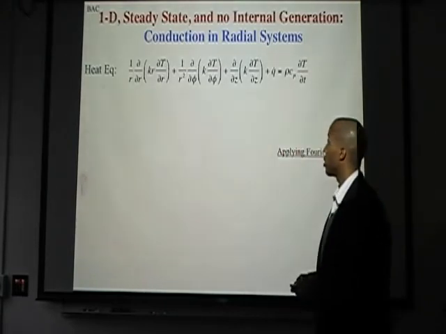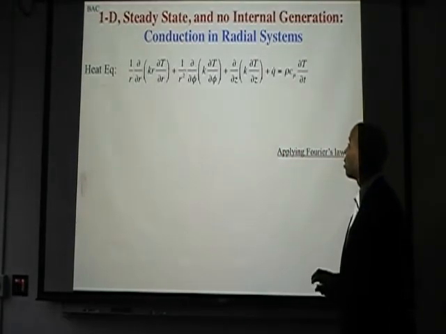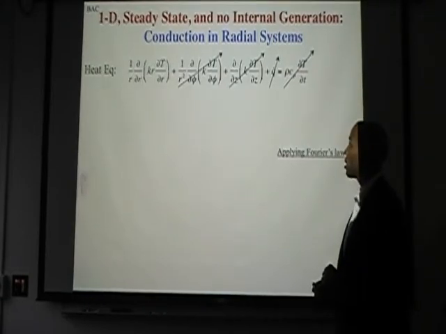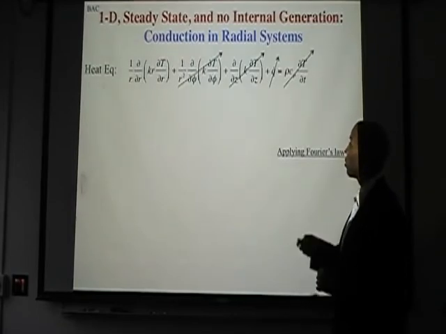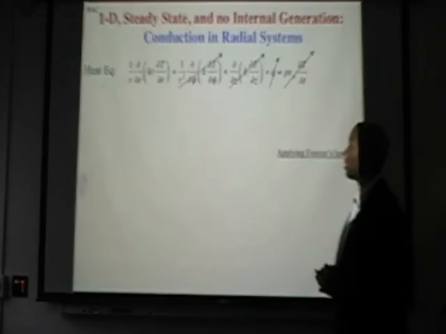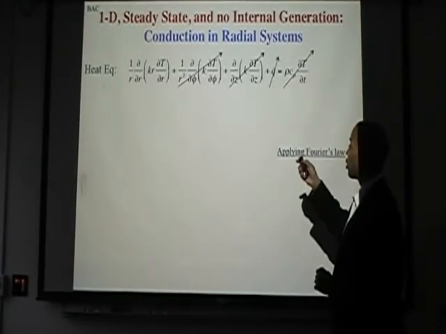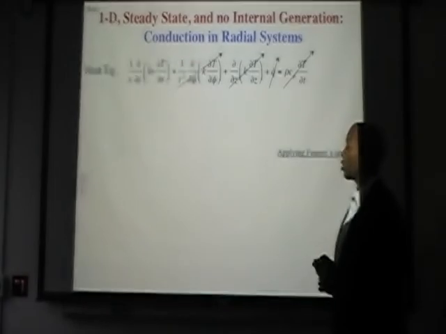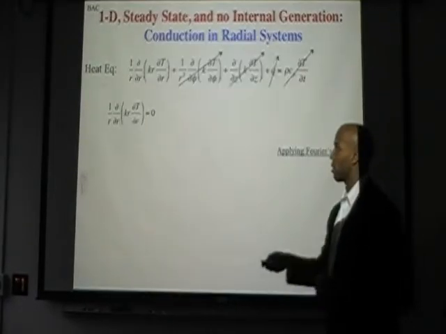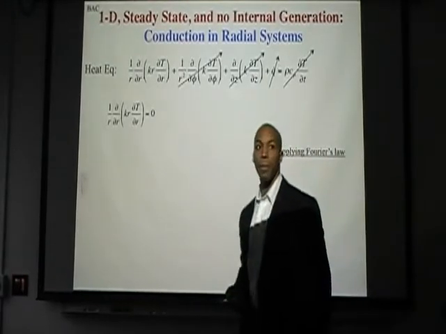So here's the heat equation for cylindrical coordinates. And like we did with a 1D plane wall situation, we want to make these simplifying assumptions to get it in the right form. So the angular dependence, the z dependence, the generation, and the energy storage term go away. And then we're left with this relation here.